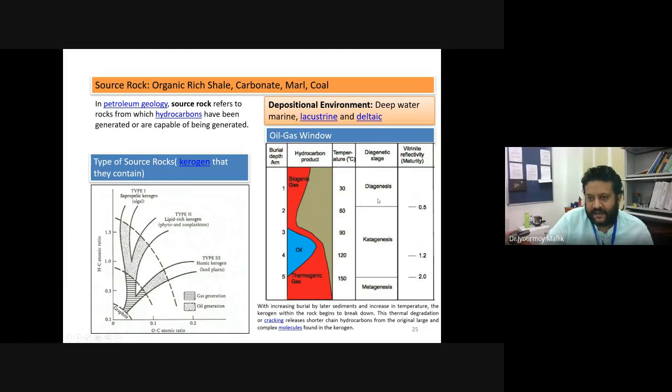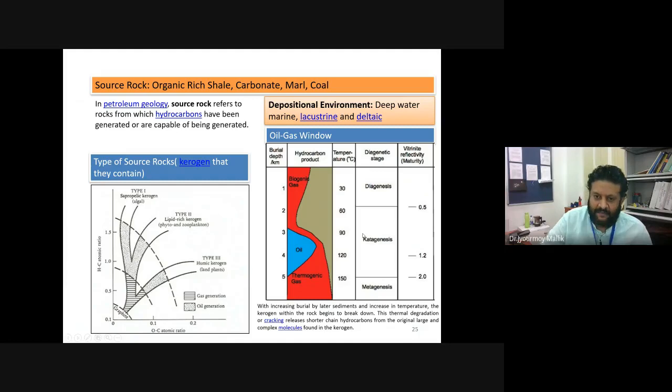And this is related to the diagenetic stage of sedimentation or rock formation, lithification, and the typical temperature associated with the development of biogenic gas is like 30 to 60 degrees centigrade. There is something called vitrinite reflectance. We will just discuss it in a while.